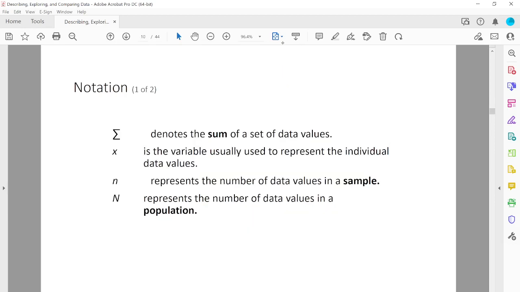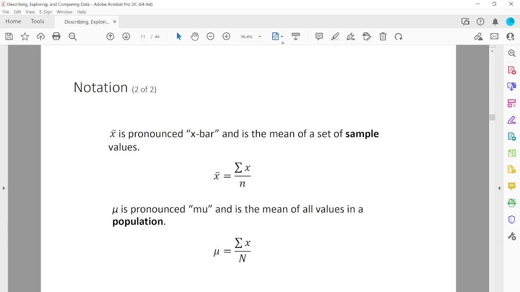So the first notation is sigma, which represents the sum of the data. X means the data value variable. N is the number of data values in a sample, and capital N is the number of data values in a population. So if we are working with a sample, this is the formula we're going to use for finding the mean.